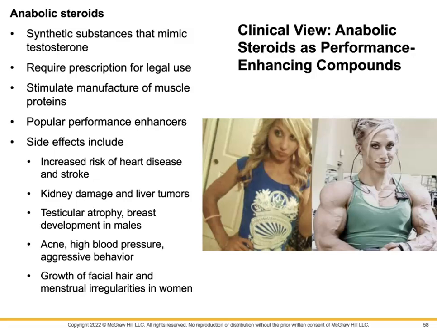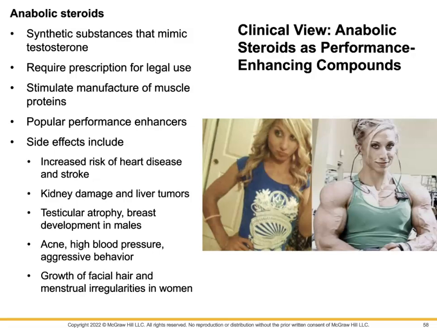Anabolic steroids are synthetic substances that mimic or act like testosterone. Now, they do require a prescription for legal use. Their main job is to produce muscle proteins. Now, anabolic steroids only have a few accepted medical uses, including the treatment of delayed puberty. Add more testosterone, drive puberty to occur. Certain types of impotence. Testosterone is important for penile erection and maintaining the erection, and libido, obviously.